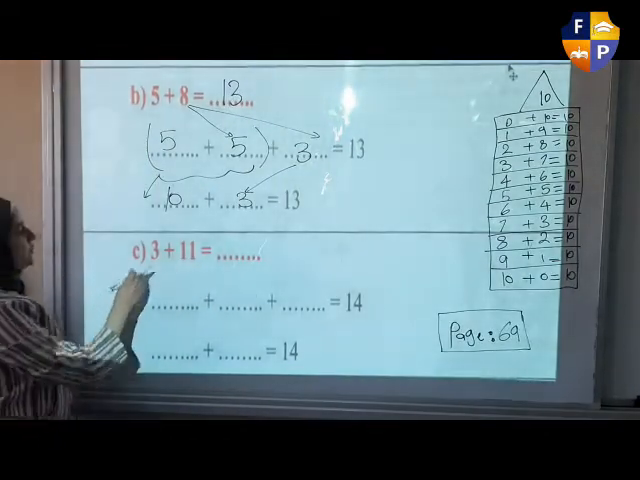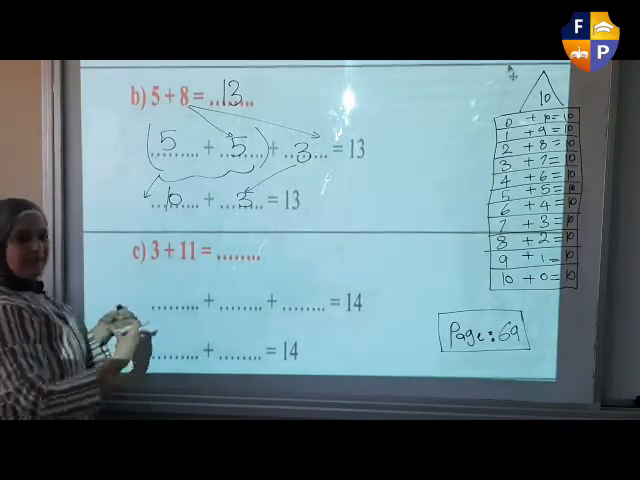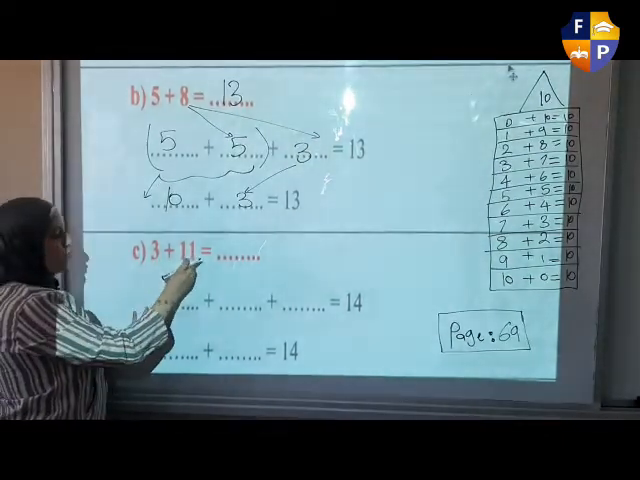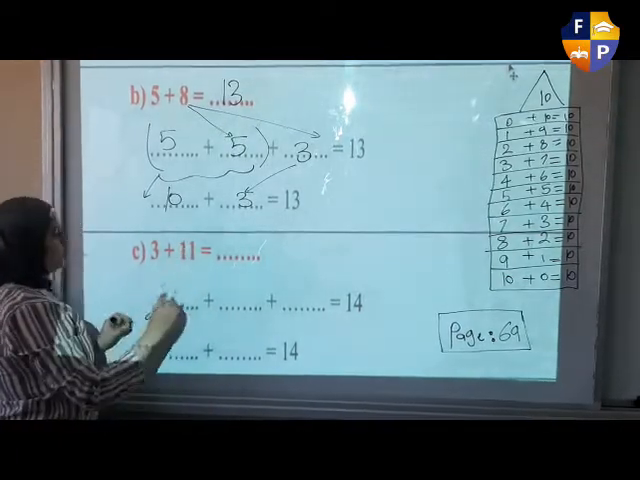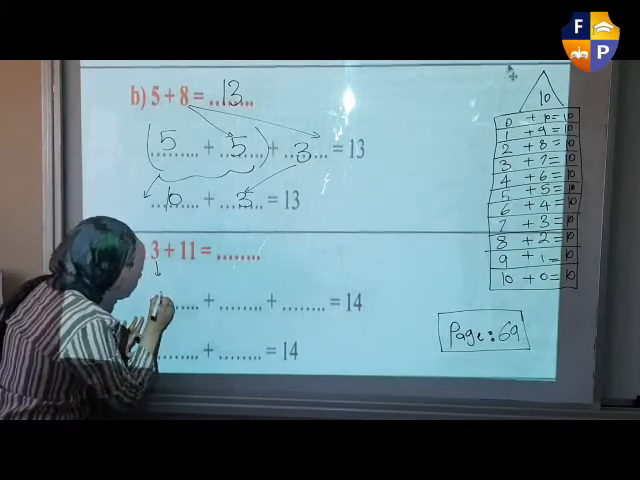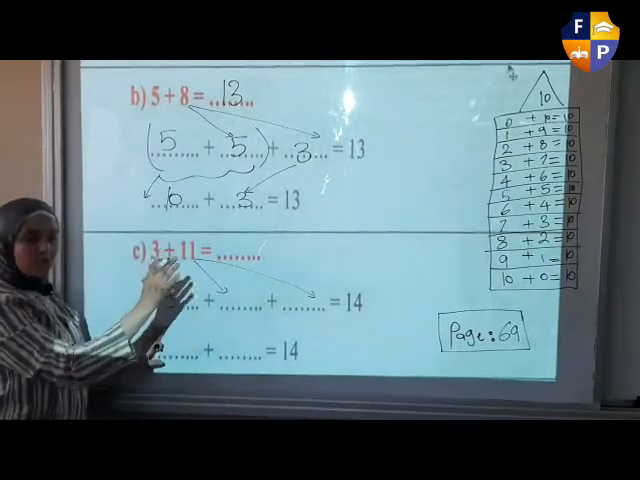Let's see the next one. Here I have 3 plus 11. Here I will make it easier. I will decompose or break the number 11 into two parts. So I will drop the first one like this, and I will decompose 11 into two parts.